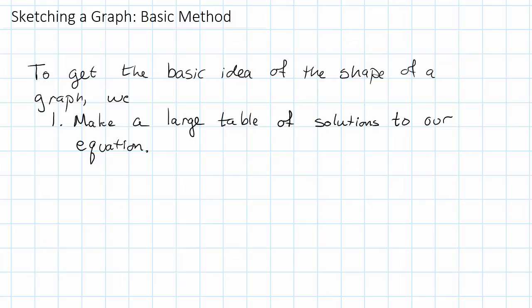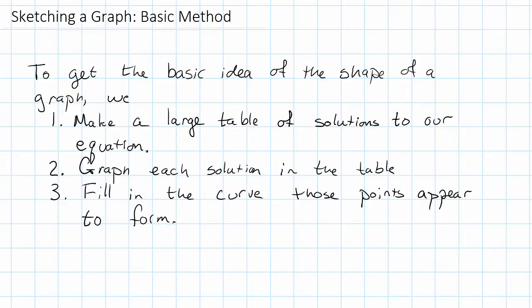To get a basic idea for the shape of a graph, we simply make a large table of solutions to our equation, and then, using that table, graph each of the solutions that appears in the table, and finally, fill in the curve that those points appear to form. Now, the beauty of this method is that we can really use this for any old equation.